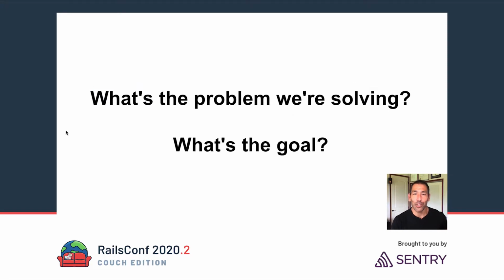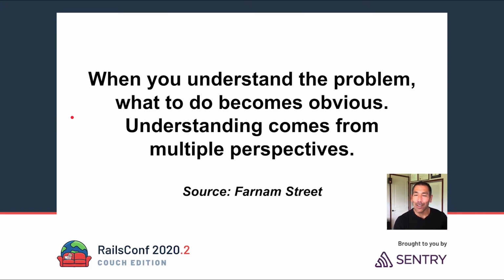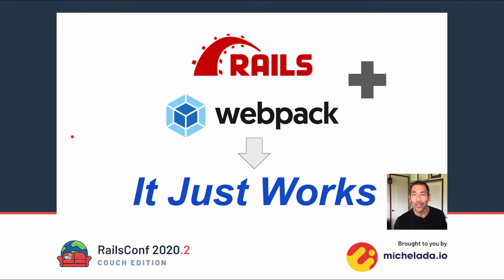So what's the problem we're solving? What's the goal? I read this great quote today. No joke, I literally read this today. When you understand the problem, what to do becomes obvious. Understanding comes from multiple perspectives. That's from a great source called Farnham Street. So here's what we're doing. We're trying to put Rails plus Webpack together, and we're trying to make it just work.